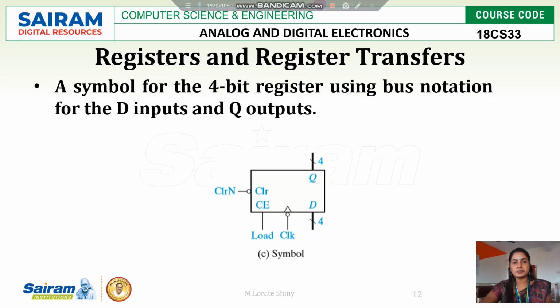This is the symbol of a 4-bit register using bus notation. See, this is called bus notation, means there are 4 flip-flops. This is register notation, 4 flip-flops, 4-bit. Okay, so D0, D1, D2, D3 are the inputs. Q0, Q1, Q2, Q3 are the outputs of that particular register.